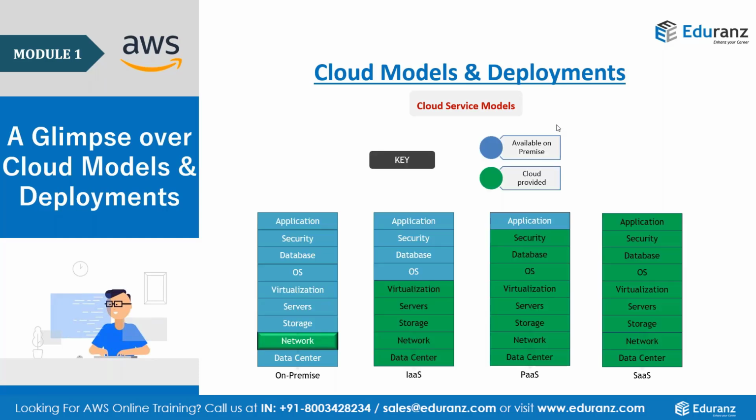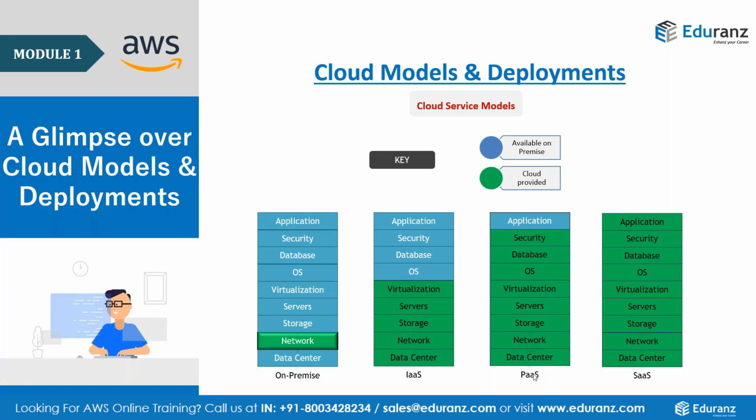All right, next we have cloud models. Now, this is what we had discussed. When we are talking about on-premise, we have to take care of each and every component. That means from data center to applications, we have to take care of it at our own end. Whereas in infrastructure as a service, from data center till virtualization, these things are already taken care of by the cloud computing vendors, and we have to work on operating system till applications.